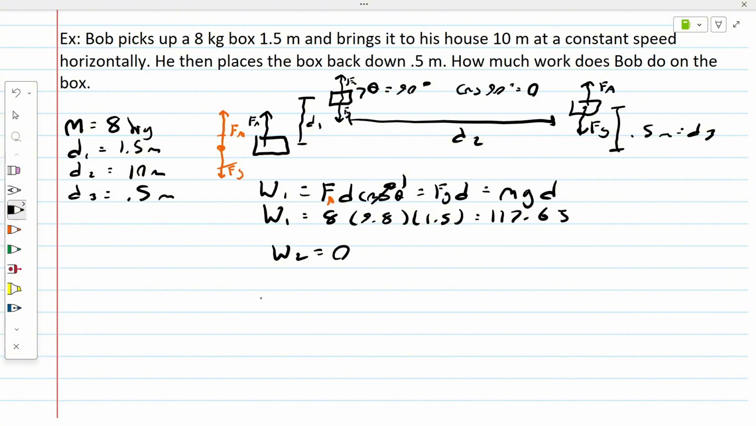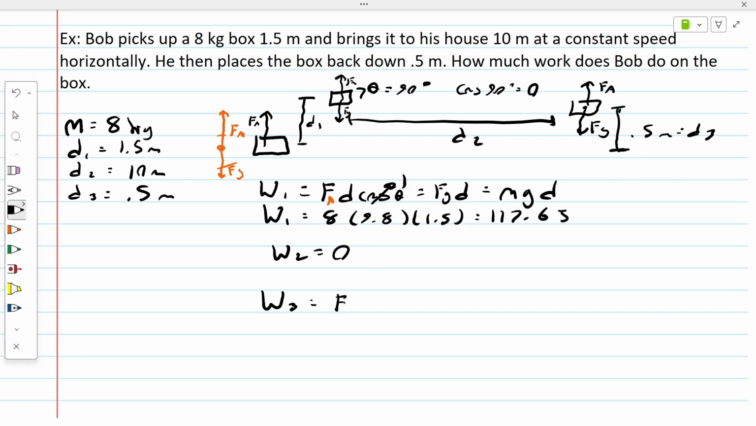Okay, and then for the third situation, when Bob is holding this box, you may think the force is in the same direction, but what's actually bringing the box down is the force due to gravity. He's holding the box from falling as he brings it downward. So the force is actually in the opposite direction, and the work on the box is going to be negative because that cosine theta will be -1.